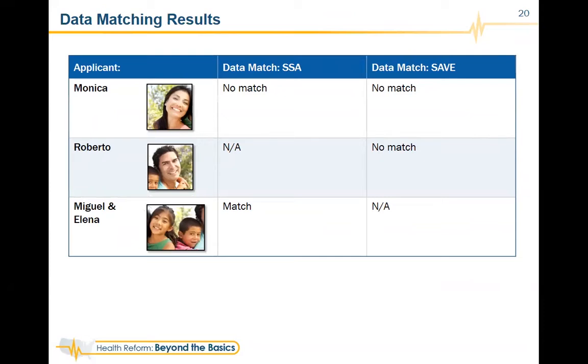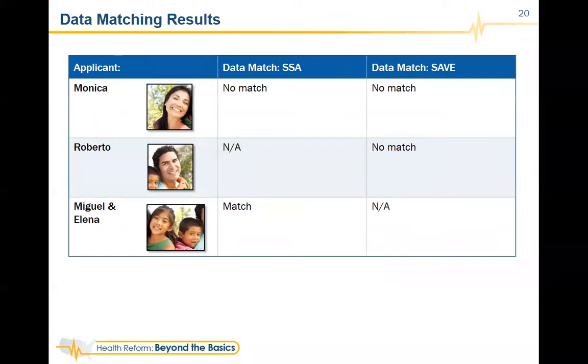So Monica was not successfully matched by the Social Security Administration through the electronic data matching, nor was she successfully matched through the SAVE system, because she didn't provide the number that would be needed, right, to be able to make that data matching happen.